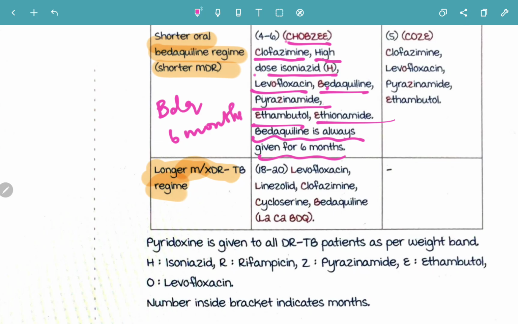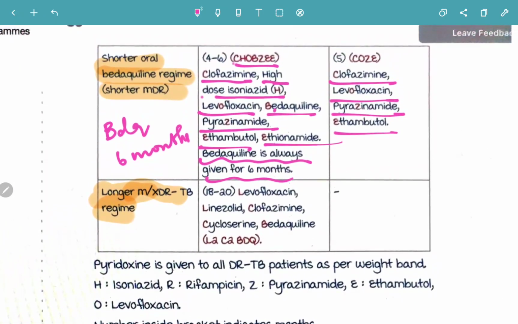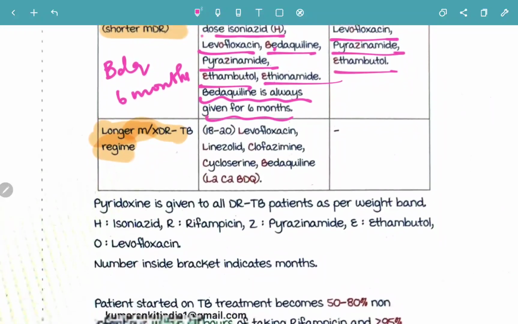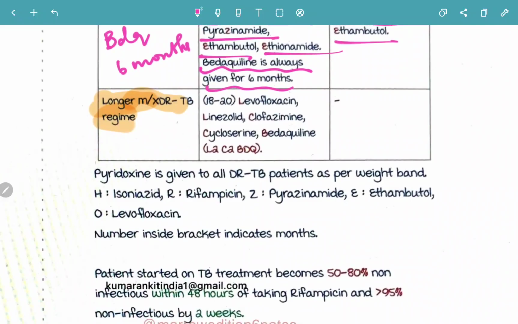And then you have your continuation phase for around 5 months. COURSE is the mnemonic: clofazimine, levofloxacin, pyrazinamide, and ethambutol. CHOP-C and COURSE. And the longer multi-drug resistant TB regimen is a longer duration, around 18 to 20 months you are going to give this regimen.